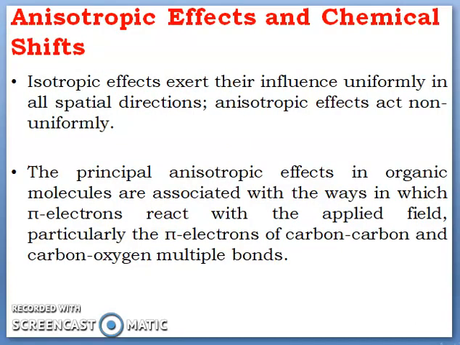And the next effect is anisotropy effects. We all know that isotropic effects exert their influence uniformly in all spatial directions, whereas anisotropy effects act non-uniformly. The principle of anisotropy effects in organic molecules is associated with the ways in which the pi electrons react with the applied magnetic field, particularly the pi electrons of carbon-carbon and carbon-oxygen multiple bonds. Let us discuss with a few examples.